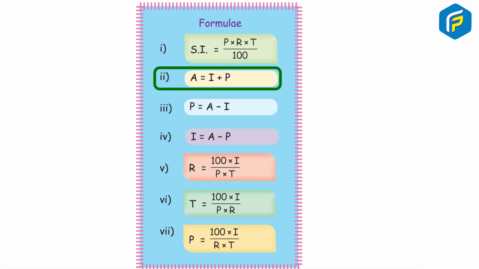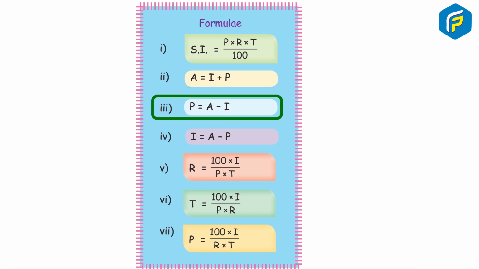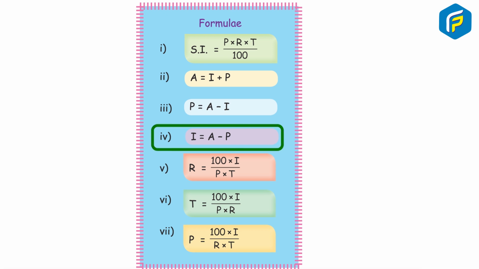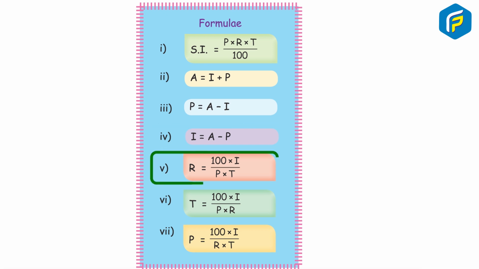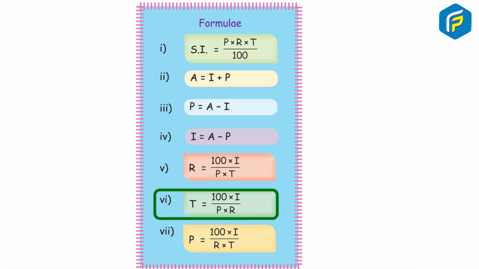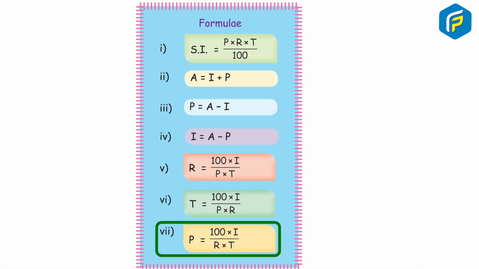2. A is equals to I plus P. 3. P is equals to A minus I. 4. I is equals to A minus P. 5. R is equals to 100 into I upon P into T. 6. T is equals to 100 into I upon P into R. 7. P is equals to 100 into I upon R into T.